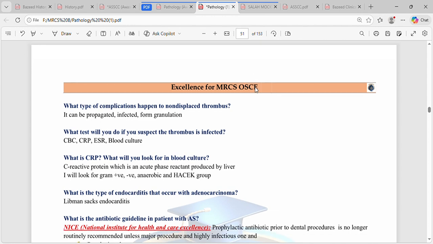What is CRP? What will you look for in blood culture? C-reactive protein, which is an acute phase reactant produced by the liver. I will look for gram-positive, gram-negative, and anaerobic organisms.